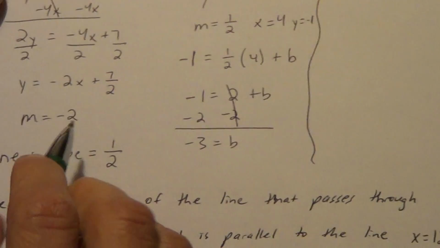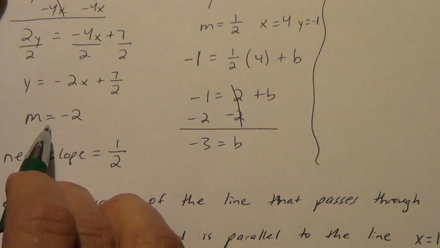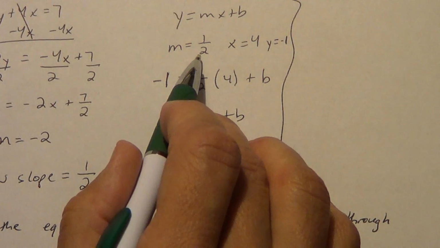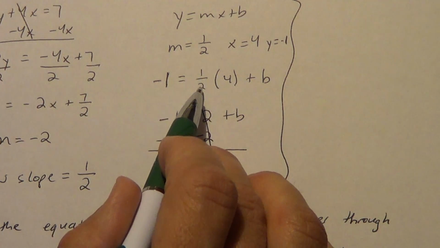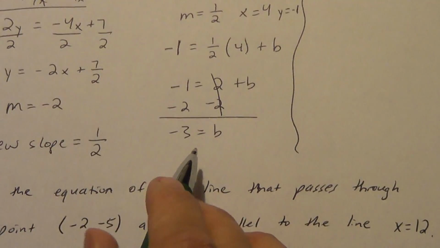Now I need to write my answer. Don't use this slope. Make sure you're using your new slope. This slope you used right here, the slope you used right here. Keep using that slope the rest of the way through the problem.